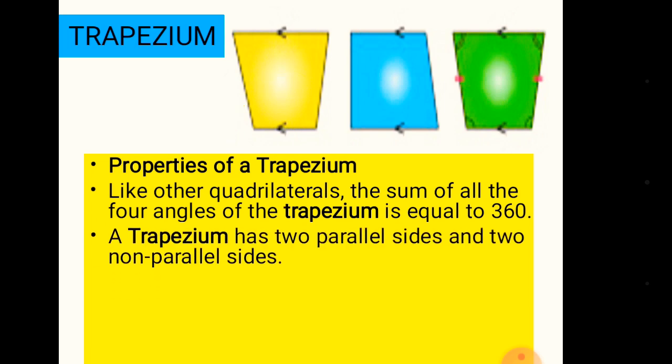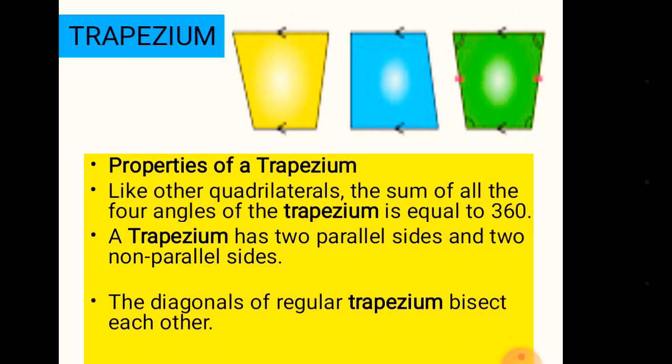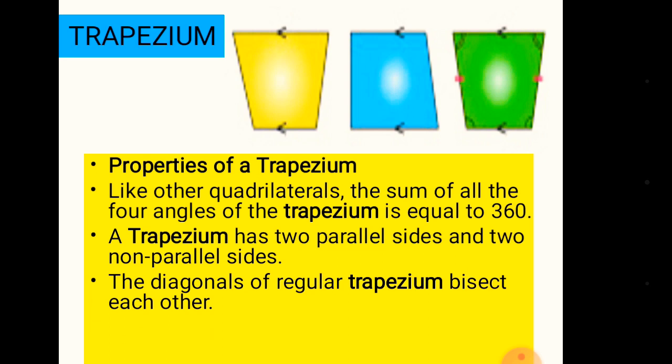A trapezium has two parallel sides and two non-parallel sides. As you can see in the figure, this side and this side are both parallel, and this side and this side are both non-parallel sides. So it has one pair of parallel sides and one pair of non-parallel sides. The diagonals of a regular trapezium bisect each other.